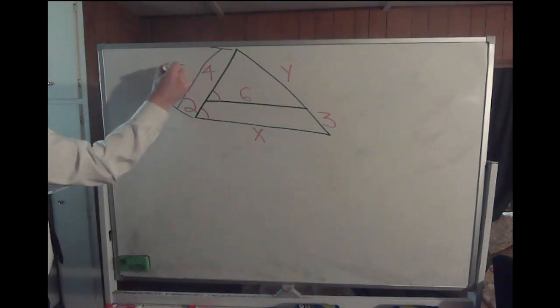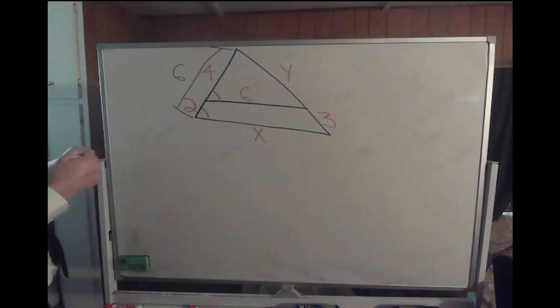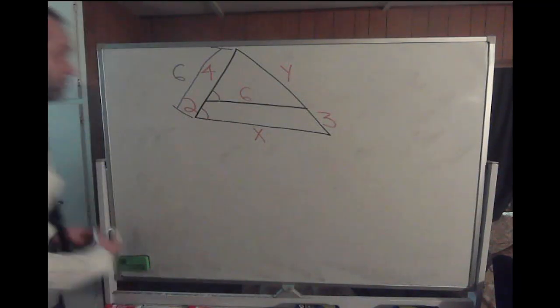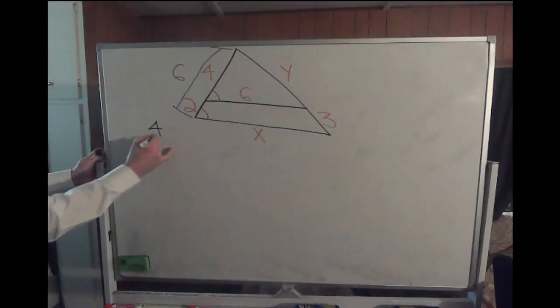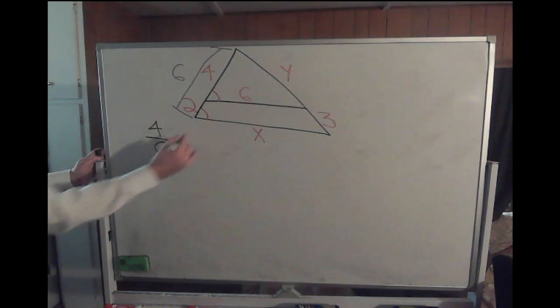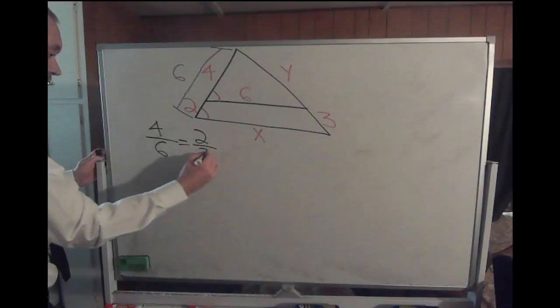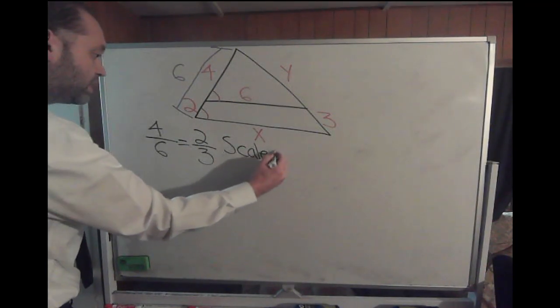4 plus 2, that gives you a length of 6. Alright, so this smaller length 4 in ratio to the whole length of 6, that turns your scale factor into 2 to 3. So 2 to 3 is your scale factor.